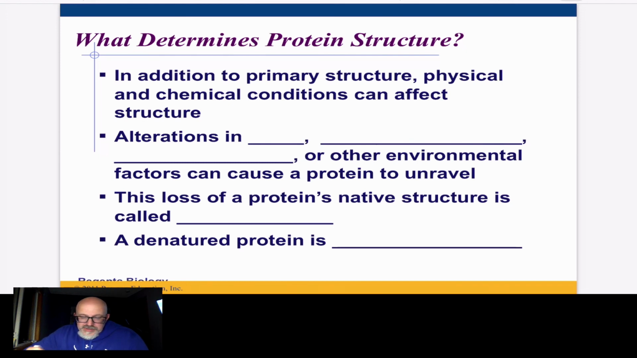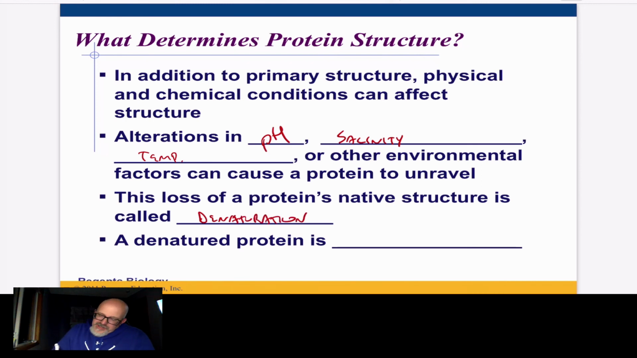The other thing about proteins, in addition to the primary structure, is that physical and chemical conditions can affect the structure as well. Alterations in pH, in salinity, which we kind of already said, and temperature can all affect it. Loss of a protein's native structure is called denaturing or denaturation. A denatured protein then is biologically inactive, right? It will not work anymore.